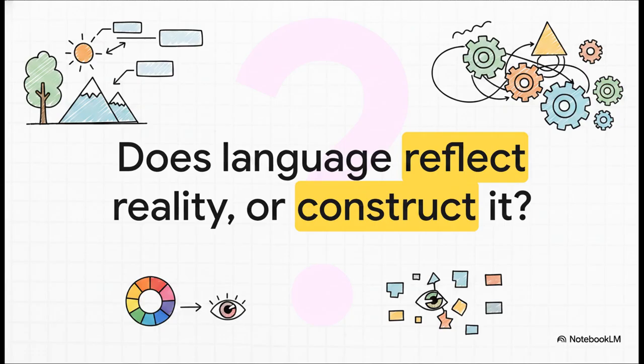Like, if a language literally doesn't have a word for a specific color, can its speakers even see it the same way we do? It is a fascinating, complex question to ponder as you hit the books for your exams.